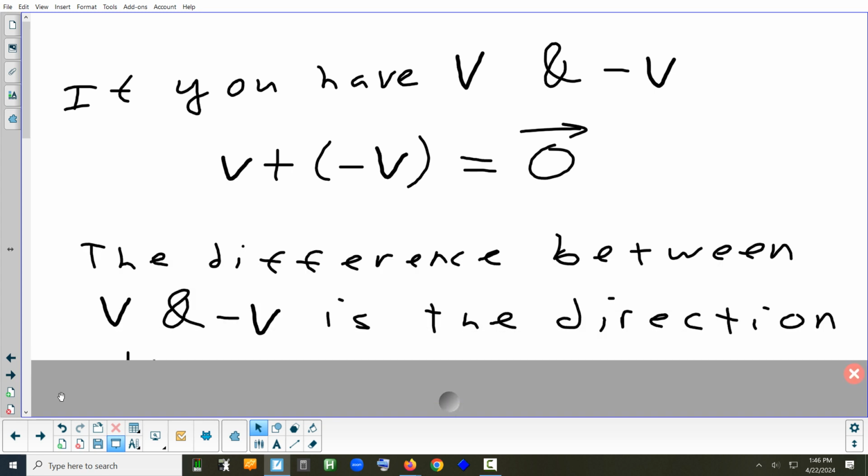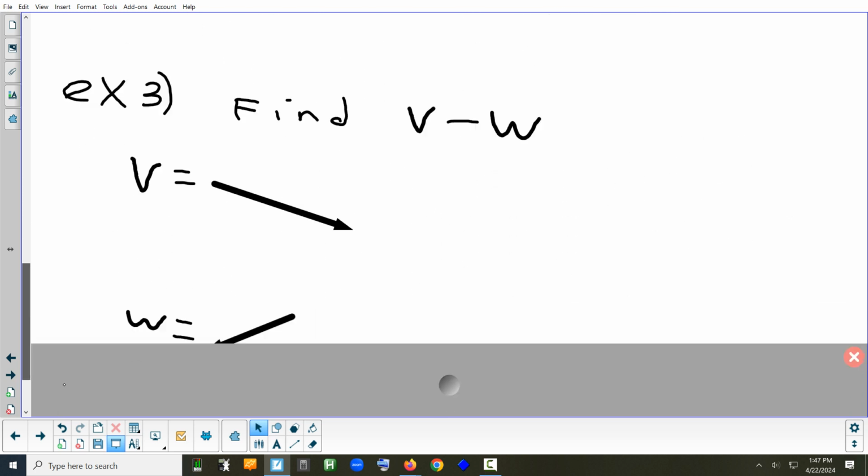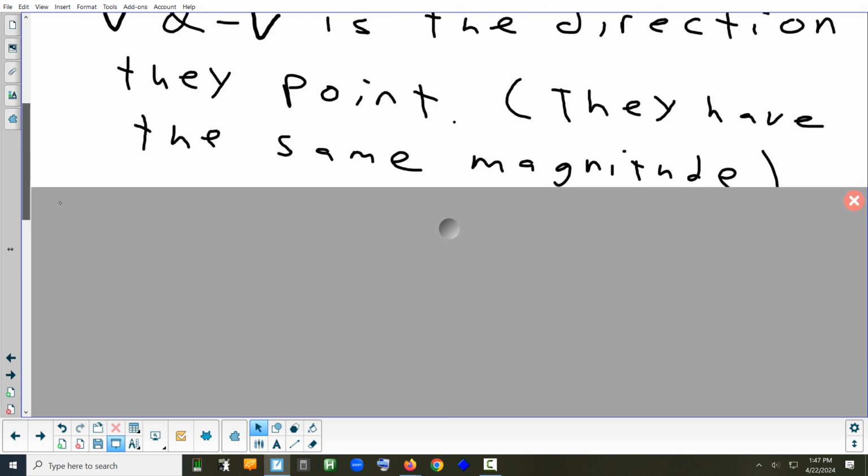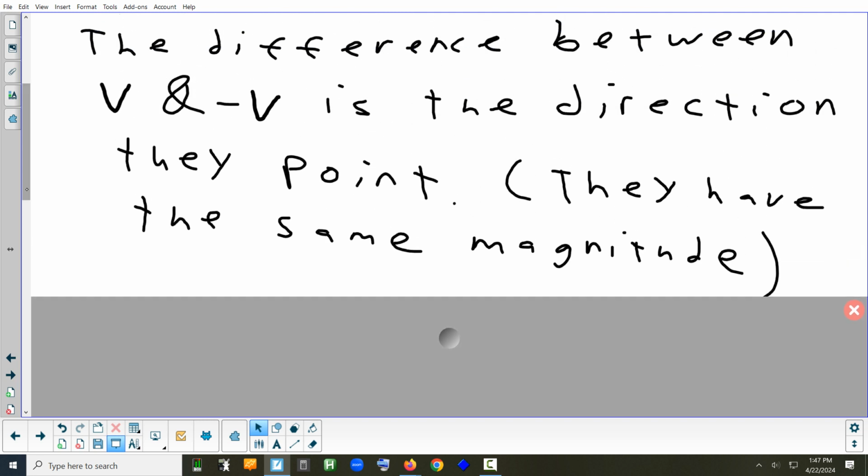So the difference between v and negative v is just the direction they point. How about their magnitudes? What's the difference between v and negative v? They're the same. Yeah, they're exactly the same. So the difference between v and negative v is they point in opposite directions, but they have the same magnitude.